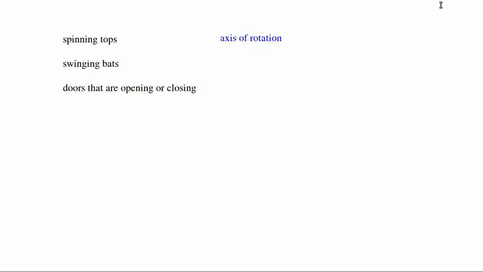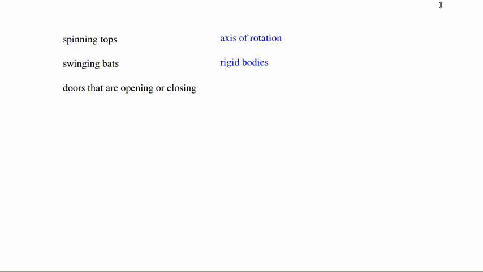Well, many solids have internal forces that resist attempts to change their shapes. Solids that have these internal forces that try to resist attempts to change their shape are called rigid bodies. So if one tries to stretch or compress a top or a bat or a door, there will be these internal forces that try to resist that, try to prevent that.